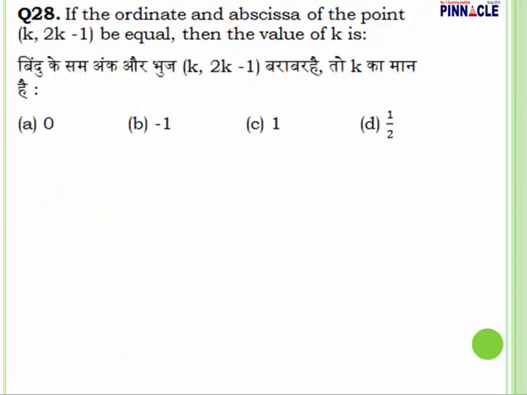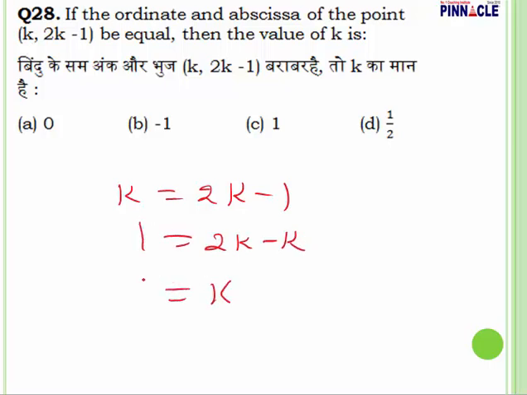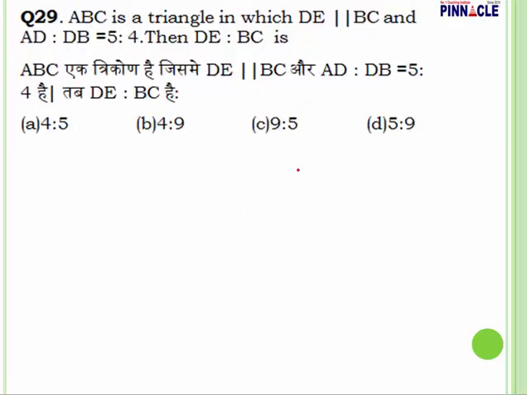Question number 28. If the ordinate and abscissa of the point (k, 2k minus 1) are equal, then we have to find the value of k. In other words, 2k minus 1 is equal to k, so 2k minus k is equal to 1, in other words k is equal to 1. Answer is C.